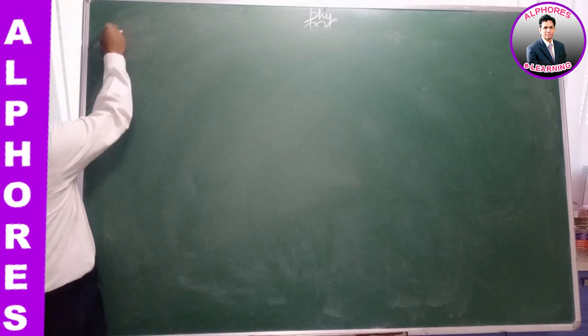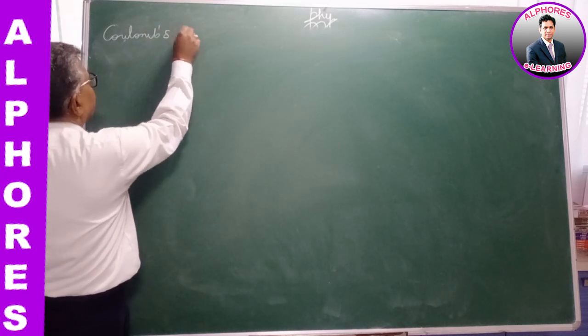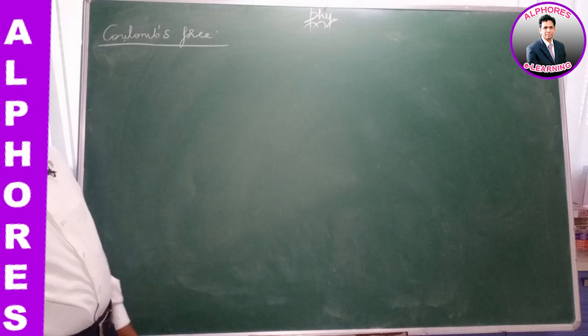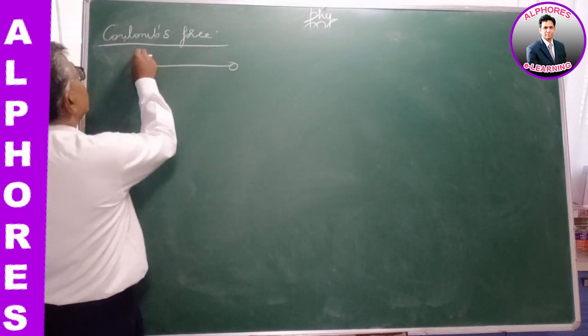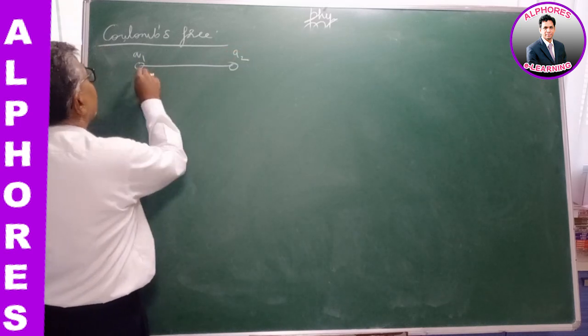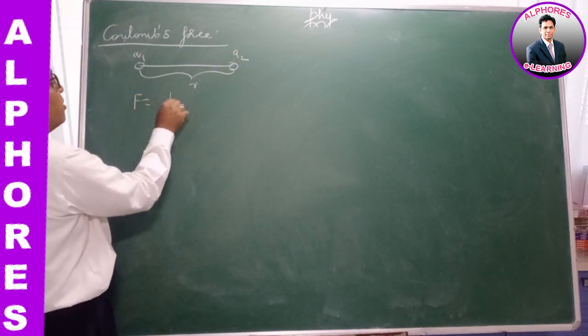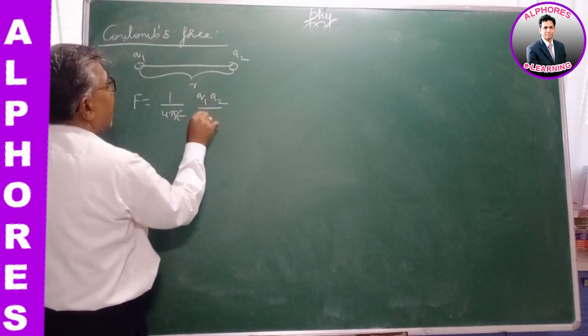So now let us take up the various points regarding this Coulomb's force. I was telling you, when two point charges Q1 and Q2 are separated by distance r, then force F is equal to 1 by 4 pi epsilon Q1 Q2 by r square.